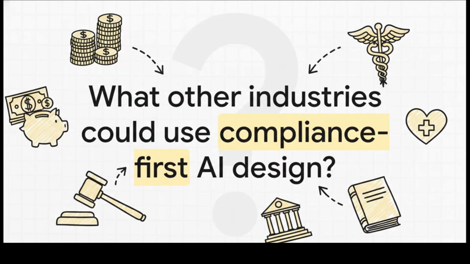You know, when you build compliance into the very DNA of an AI system like this, it offers a powerful blueprint for trust and accountability. It really makes you wonder, if you can do this for higher education, what about other high-stakes industries? Think about finance, healthcare, or even law. This whole compliance-first design approach, it could be the key to finally unlocking AI's potential in pretty much any regulated field.